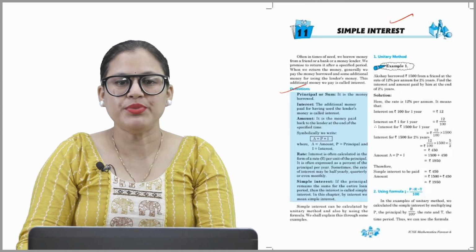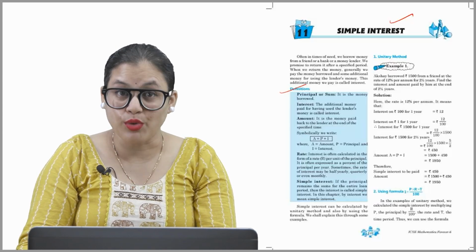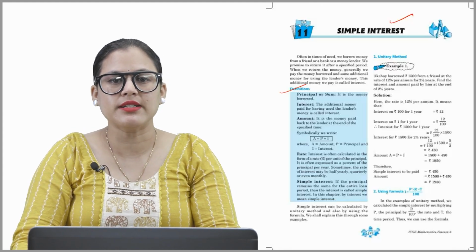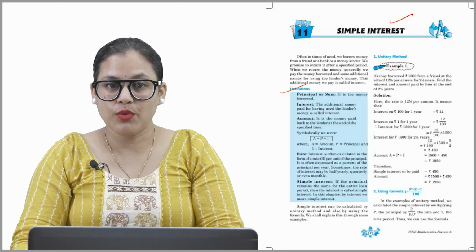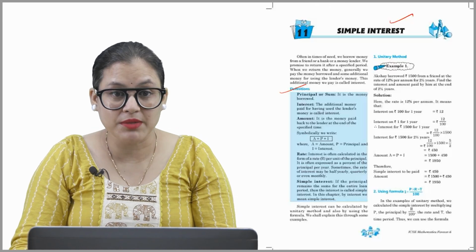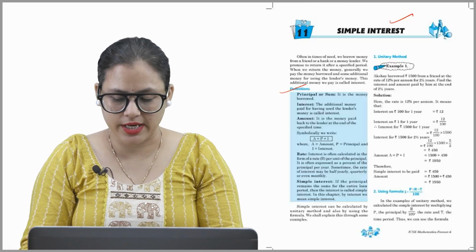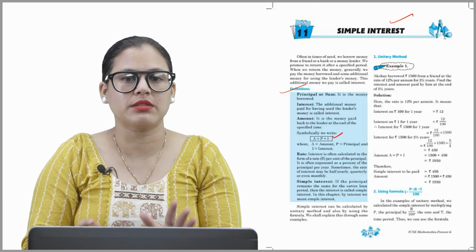Definitions: principal or sum. It is the money borrowed. Interest: the additional money paid for having used the lender's money is called interest. Amount: it is the money paid back to the lender at the end of the specified time. So symbolically we write amount is equal to principal plus interest.